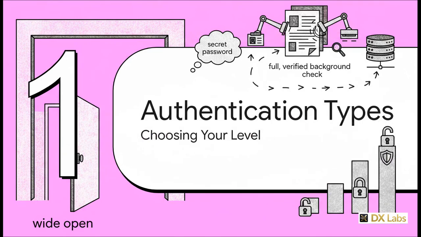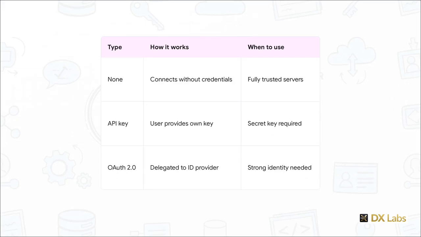Section 1. Choosing an authentication type. Think of the connection to your server as a security checkpoint with 3 distinct levels of trust. We've got None, API Key, and OAuth 2.0. Think of None as an open door. The agent connects without any credentials at all. You're only going to use this for fully trusted internal networks. The exam will definitely test you on this, so remember, None is literally never appropriate for sensitive data.